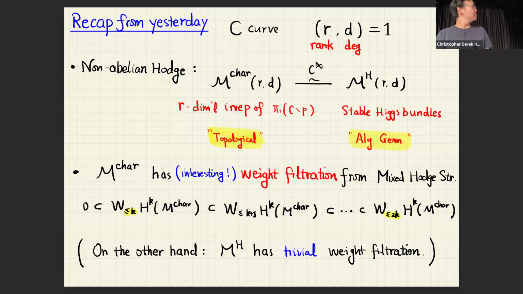We discussed at the end of yesterday's lecture that M car, the character variety, actually has a very interesting weight filtration. To get some feeling about how complicated it is, we showed in one of the slides yesterday the HRV formula, the conjectural formula by Hausel, Rodriguez-Villegas, which basically tells you the complexity of the weight filtration for the character variety. It is described by combinatorial data in terms of certain Macdonald polynomials.